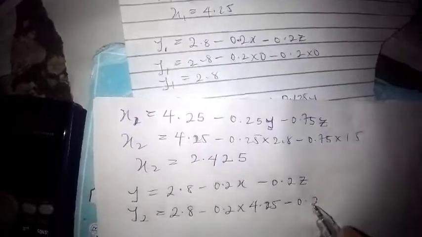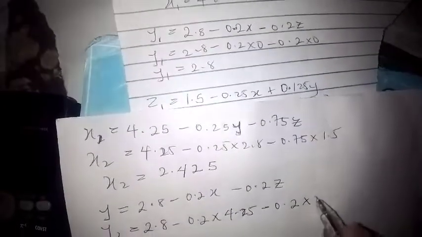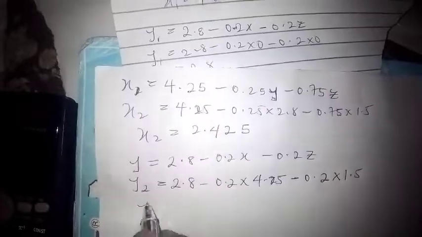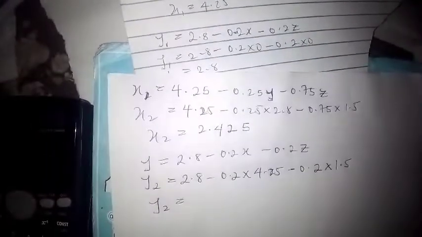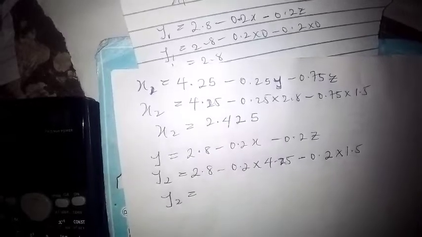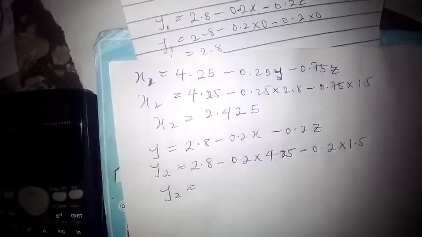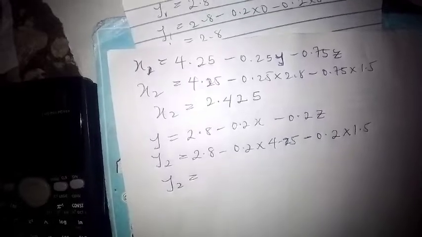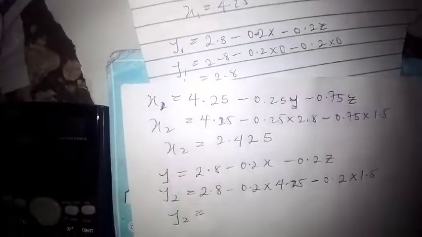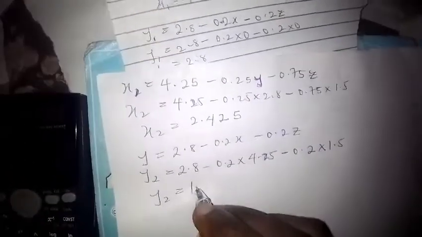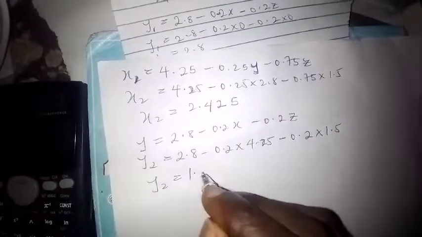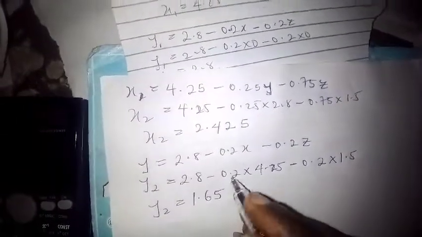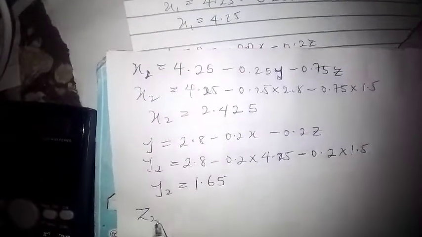minus 0.2 times, what is the value of your z? The value of z is what? 1.5, which is y2 will be equal to what? 2.8 minus 0.2 times 4.25 minus 0.2 times 1.5, which will be equal to what? 1.665.